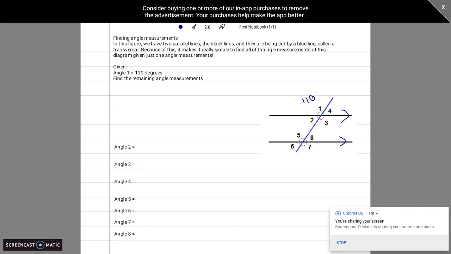If we remember from my other 2 videos on my channel that go over angle relationships, we can use that to our advantage to find the rest of the angle measurements. So let's talk about corresponding angles. Angles that are corresponding are in the same location on the parallel lines. Angle 1 is in the top left corner, and if I look at the bottom piece of the diagram, angle 5 is also in the top left corner. So we could say angle 5 is also 110 degrees.